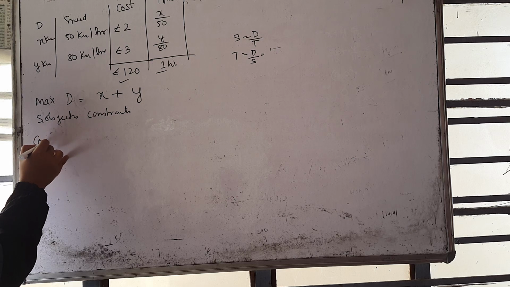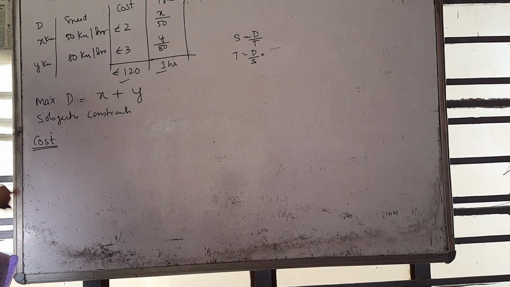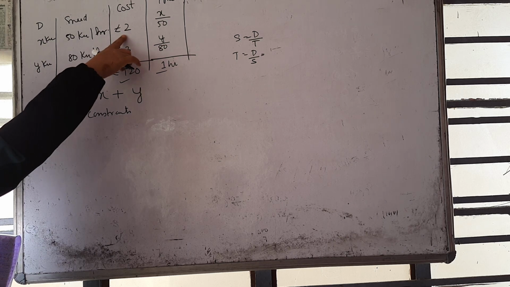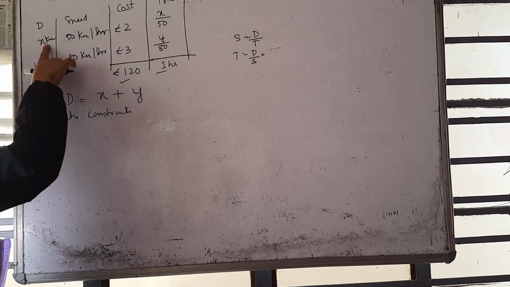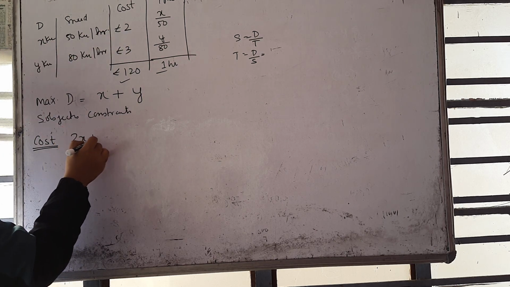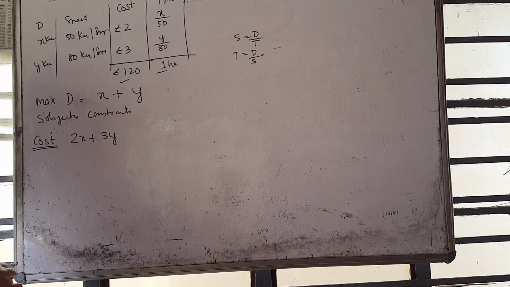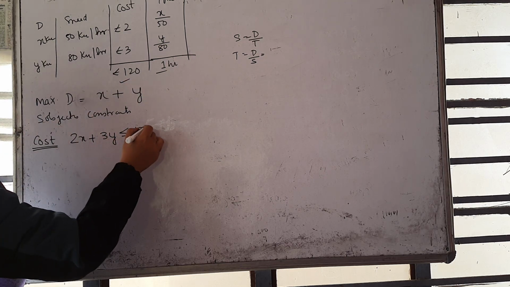Okay, what about the cost? If you travel 1 kilometer, how much do you have to pay? 2 rupees. How many kilometers are you traveling? So what will be the total cost? 2x plus 3y, maximum 120 rupees. Maximum means what? Less than or equal to.